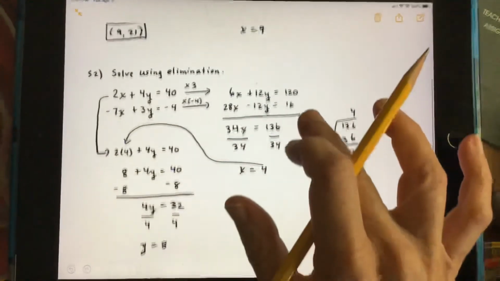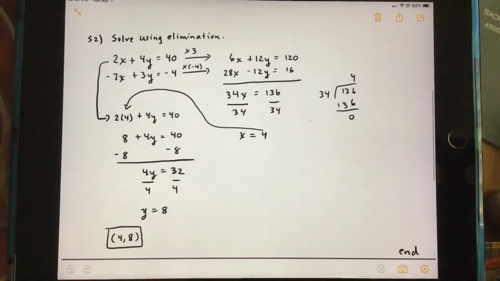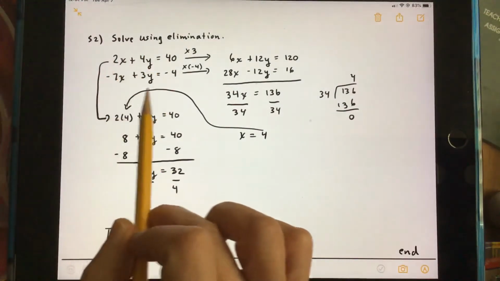Second and last sample for today is solving another linear system. Here is your linear system right here, these two equations.